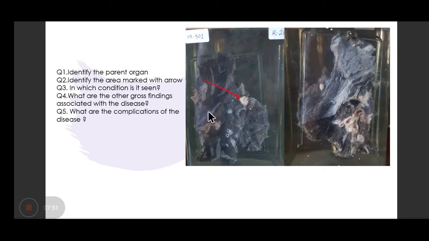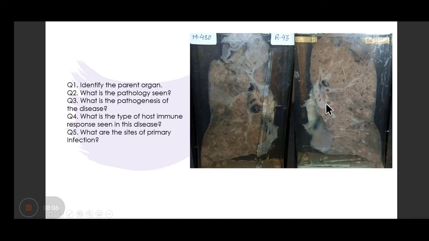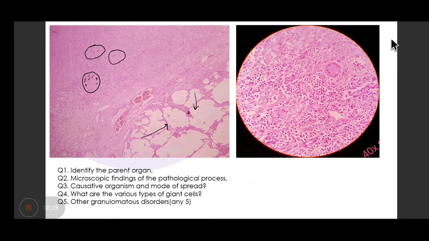I'll come back to the gross again. This is a lung, this is the hilum, and this is your cavitation part, Ghon's focus. This is again lung, hilum, and you can see multiple white dots, white lesions here. This is miliary. This is the microscopic depiction of the granular alveoli, and then granulomas.